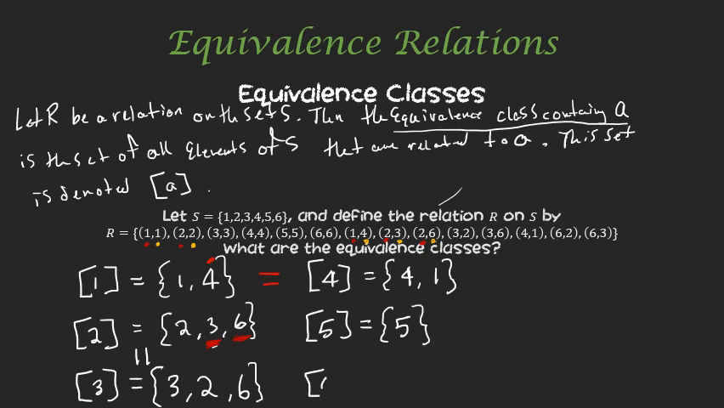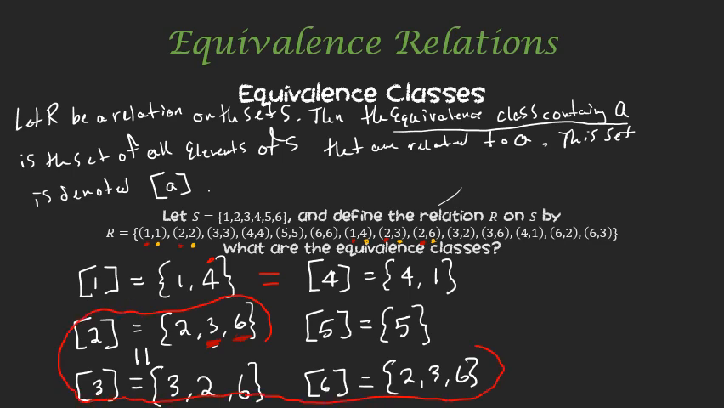And finally, the equivalence class containing 6. If our conjecture is right that anytime an element shows up in an equivalence class, then the equivalence class of that element will be the same as the one we were looking at, we should get 2, 3, and 6. And in fact, we do. So all 3 of these are the same. Both of these ones are the same. And then 5 is sort of by itself.